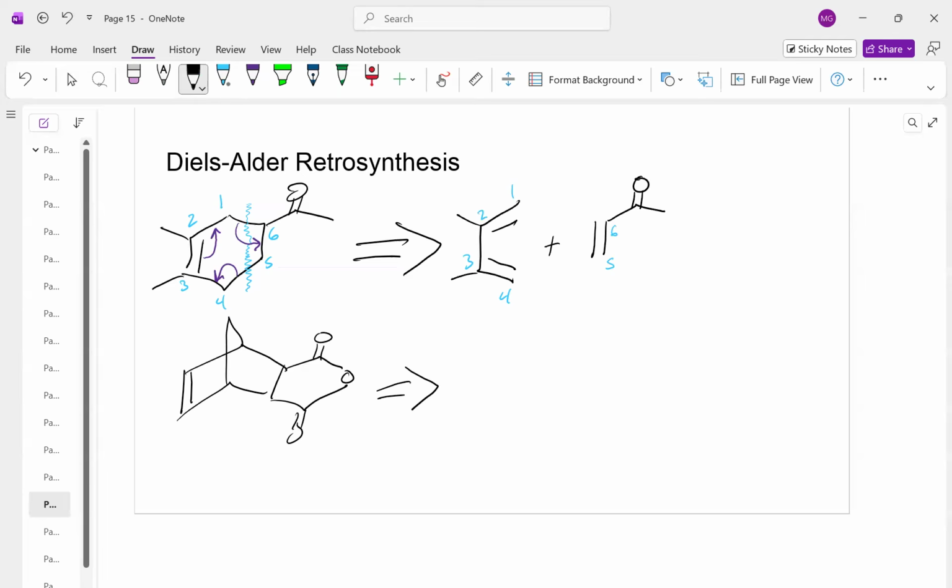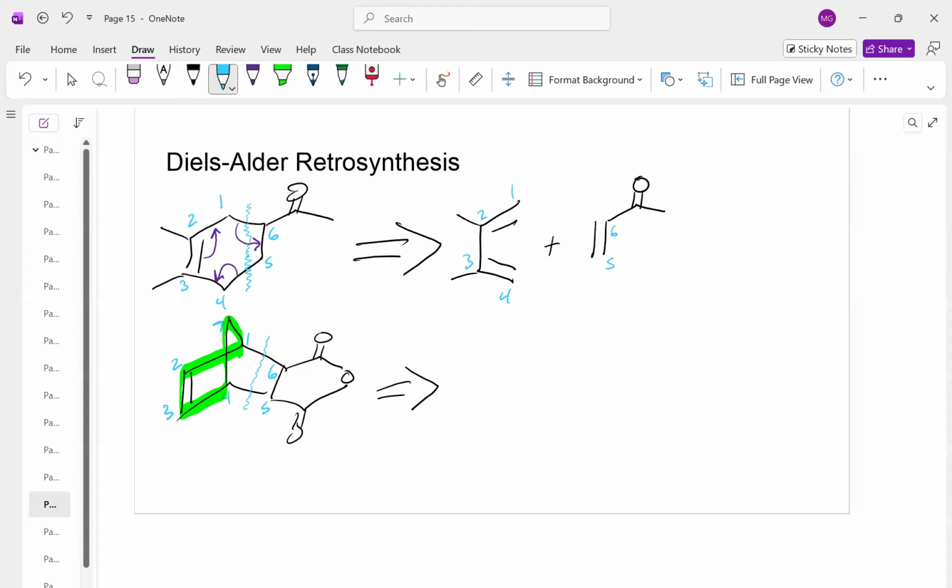Now, what if I have a bicyclic Diels-Alder product? How do I go back to the beginning? I'm going to do the same thing. I'm going to number my cyclohexene carbons 1, 2, 3, 4, 5, and 6. And I'll just call this one 7. And this kind of gives me a big clue that my diene is part of a 5-membered ring.